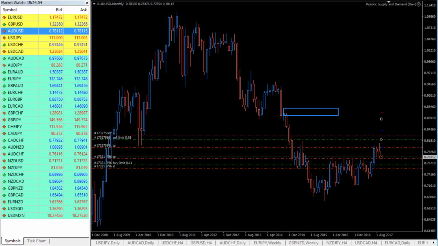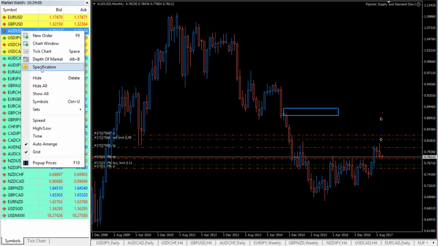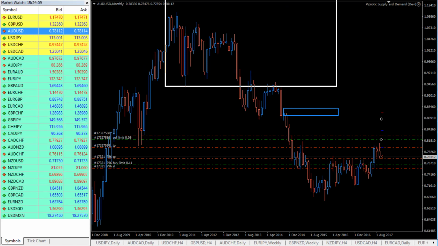If we have a look at the swap for the Aussie US dollar, we move this over.